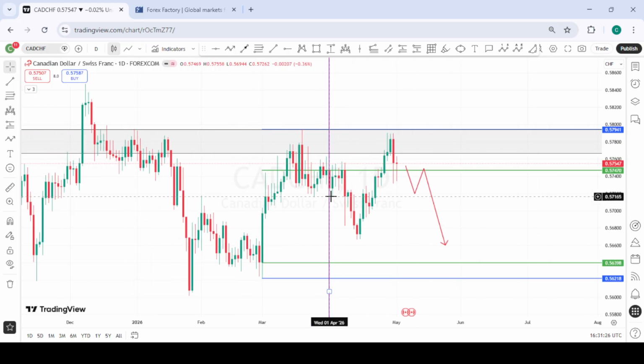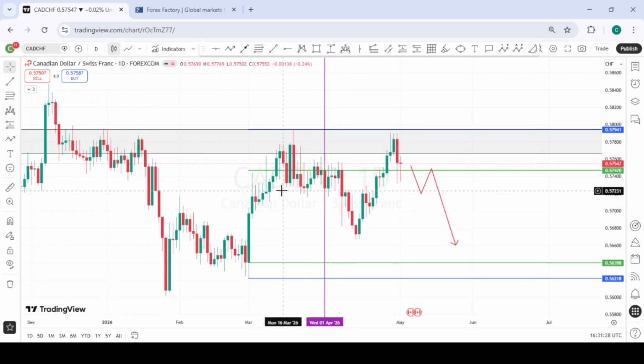This is CADCHF, and for CADCHF, it has been playing around for some time. And last week we were looking forward to a bullish move. We were looking forward to a possible retest around somewhere here, and we take our bias to the upside. But upon second thoughts, it looks like CHF is very strong now, and we are not really seeing any momentum in crude oil.